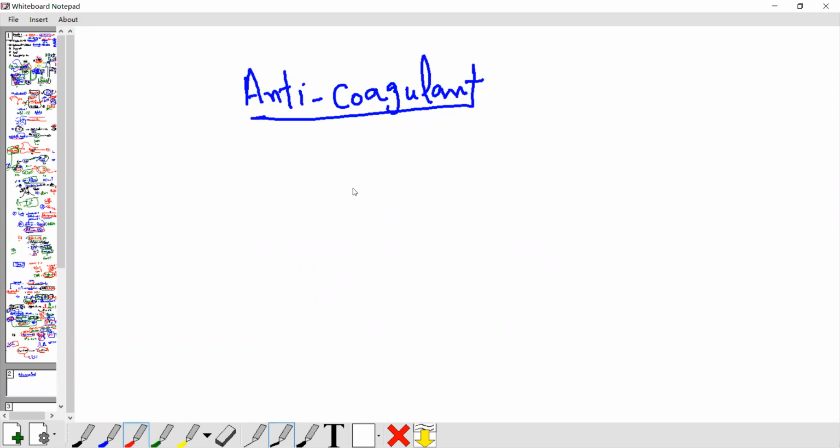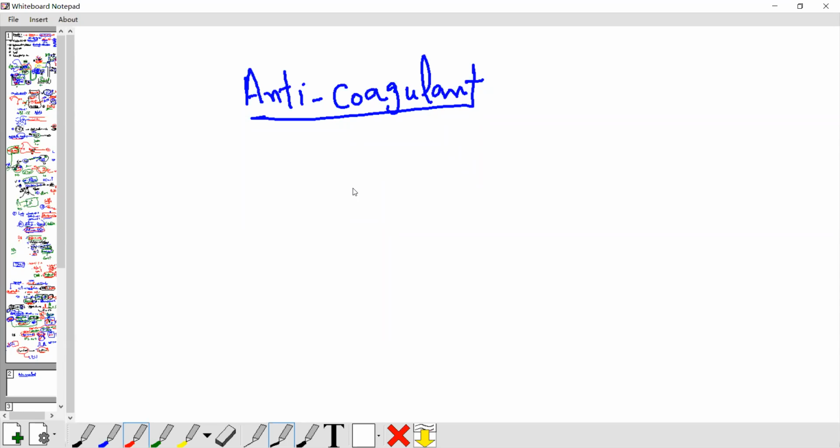To understand all this may be a bit hard for you guys. The names are also difficult, but the basic idea is the same. If you know the physiology of the clotting system, you can usually understand how these drugs work.